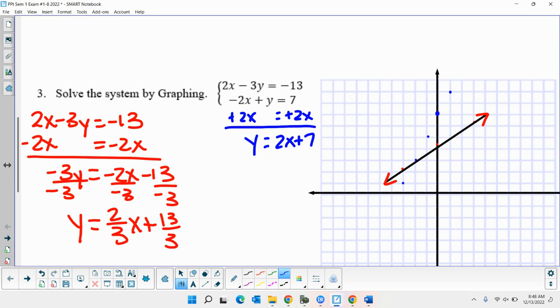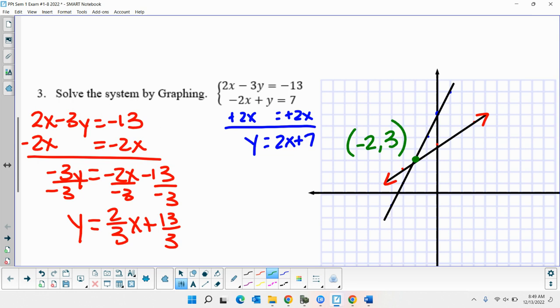Ooh, there's a spot where they're going to meet. Get a line and connect. And the two meet. I'm a little bit off, but they meet right there, which is (-2, 3).